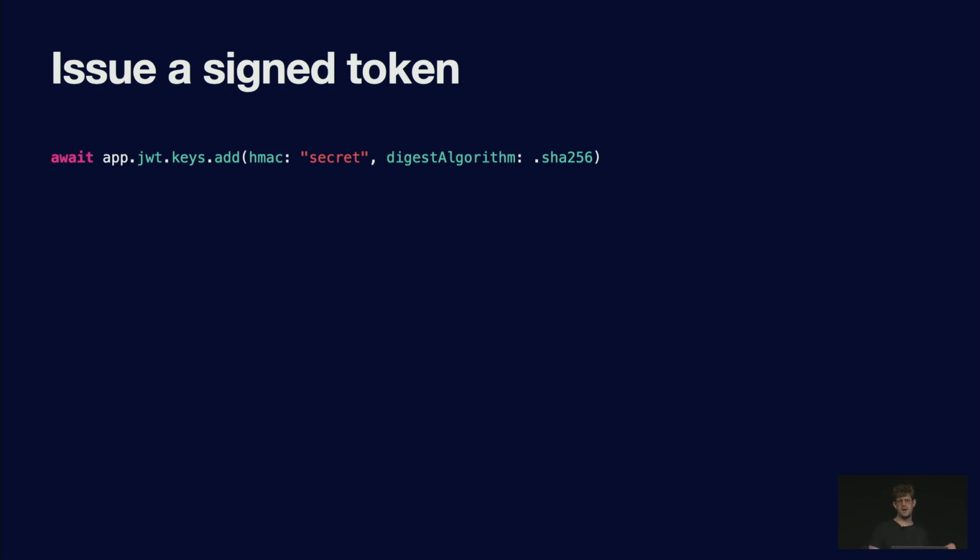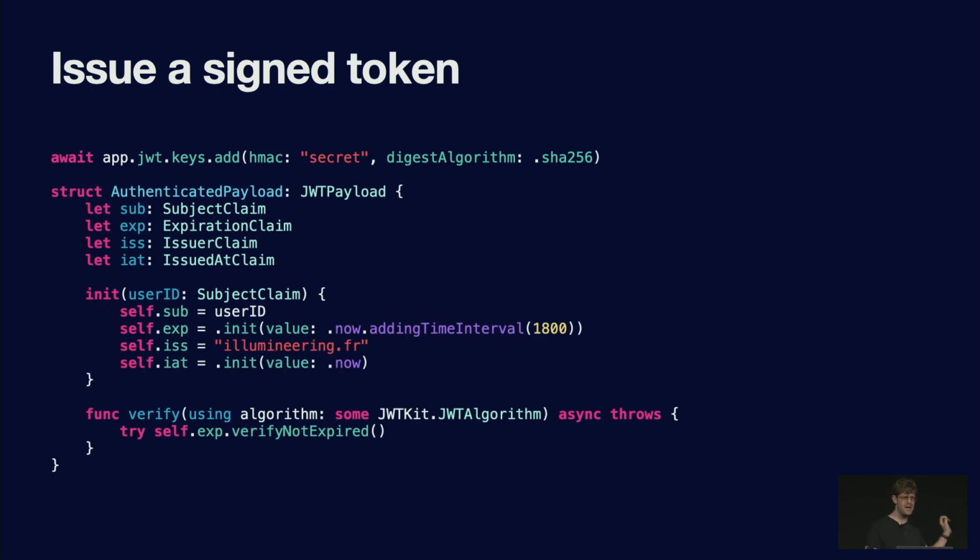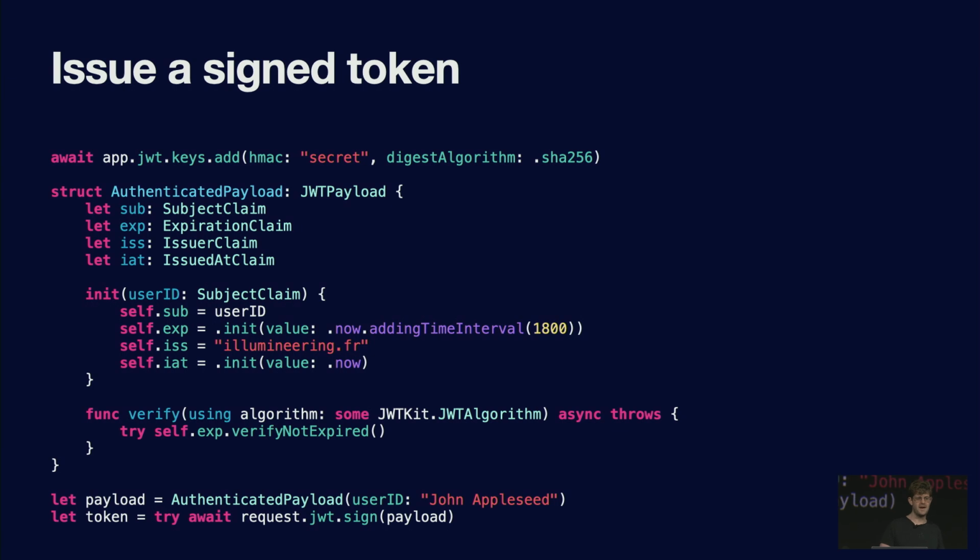From that secret, you will be able to have the payload described, and that payload will then be used to sign a token. And that's it. You now have a token that contains everything. Your server doesn't even have to store it, and you can just send that to the application.